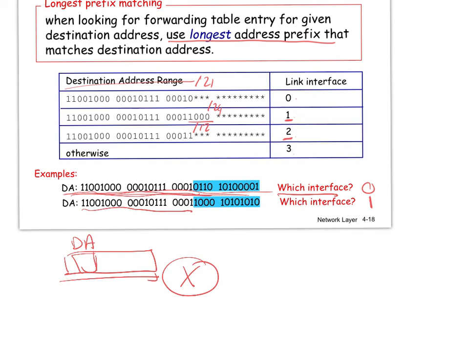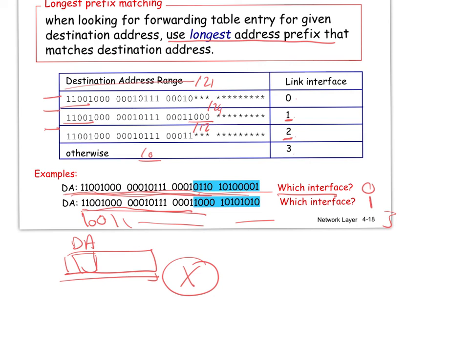Regarding 3, it doesn't have a subnet address. Actually it does. For example, if I give you a destination address that looks like this, does it match with the 0? No. Does it match with this one? No. Does it match with this one? No. So the only thing left is 3. It otherwise does not have a specific subnet address. And usually, this is slash 0. Slash 0 means it matches with everything.